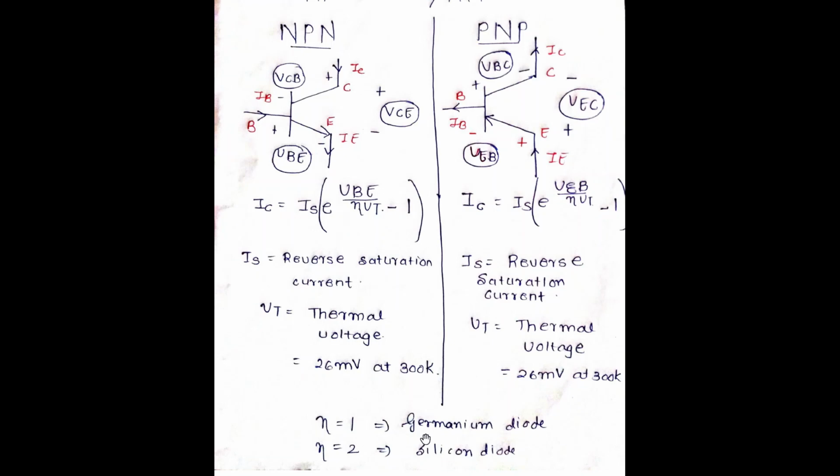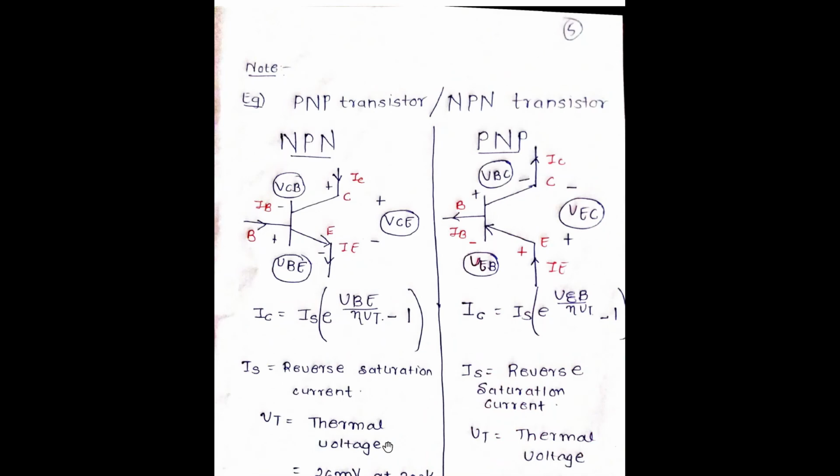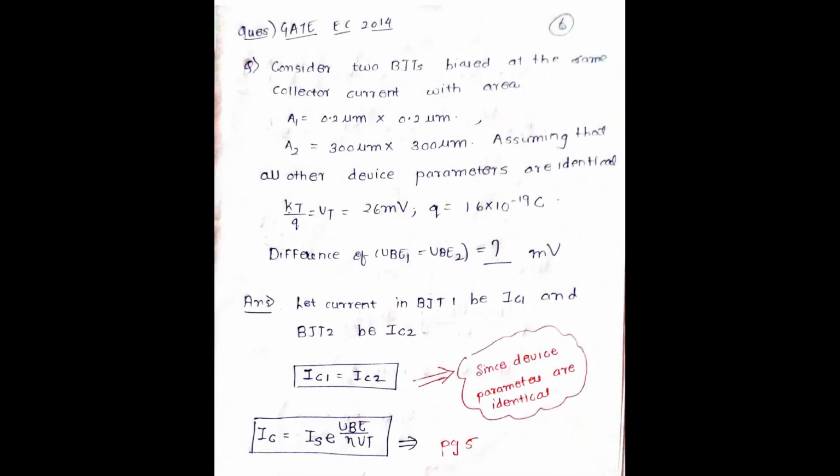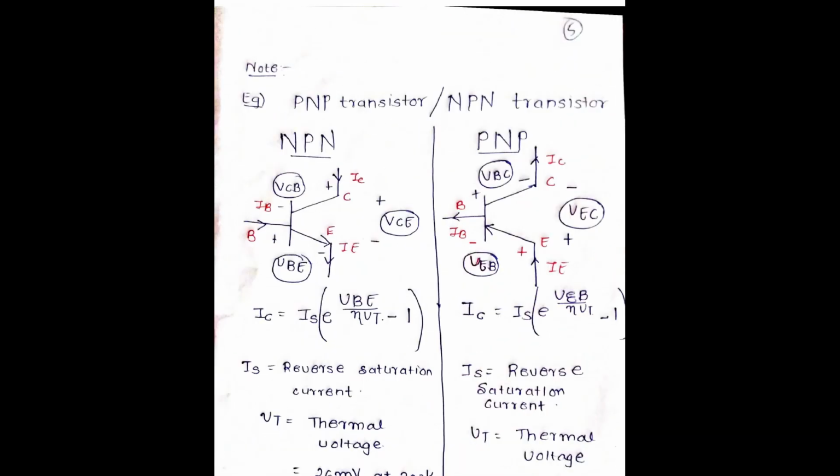and eta equal to 1 is for germanium and eta equal to 2 is for silicon. So I hope I am very clear with this. So please make a note of it. I will be solving the numerical that we have over here in the next class so that you have a better understanding of it.